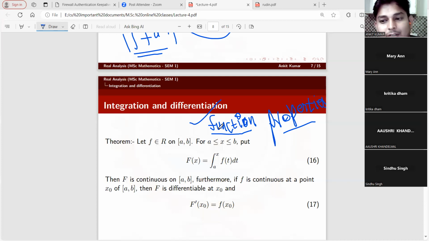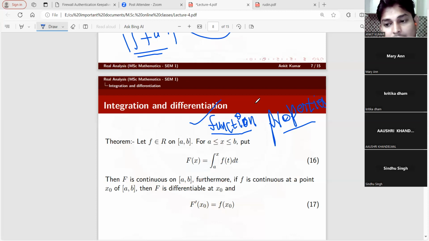And after that, we define the different types of properties, such that if f1 and f2 are Riemann Stieltjes integrals, then f1 plus f2 is also a Riemann Stieltjes integral. Okay, the scalar multiple of a Riemann Stieltjes integral is also a Riemann Stieltjes integral. The modulus value of the integration of f d alpha is always less than or equal to the integration of the modulus value of f d alpha. This is a very important property.